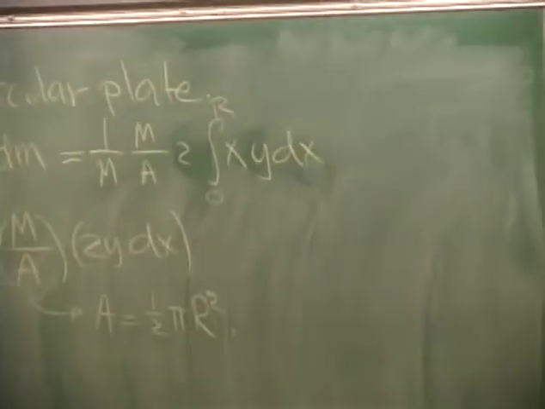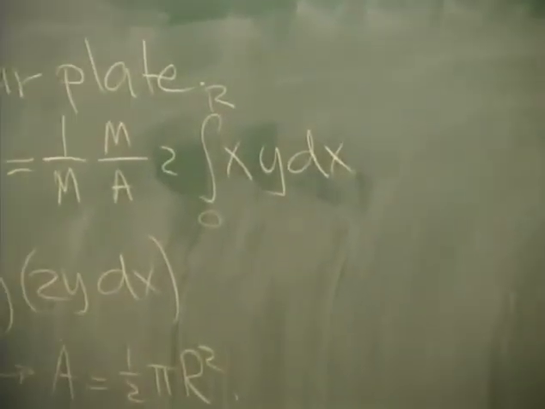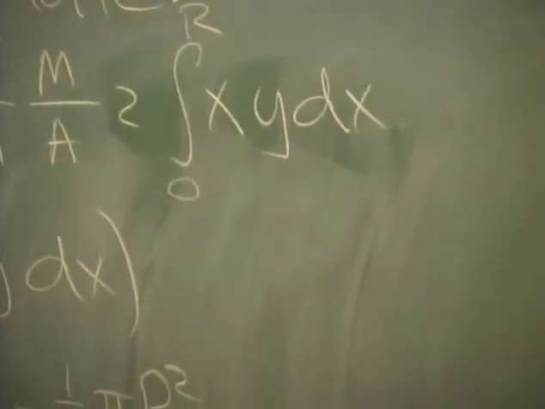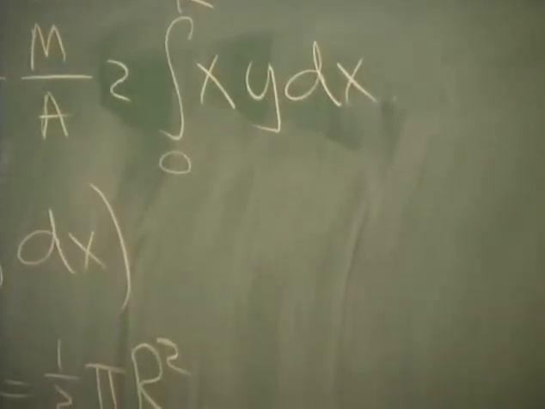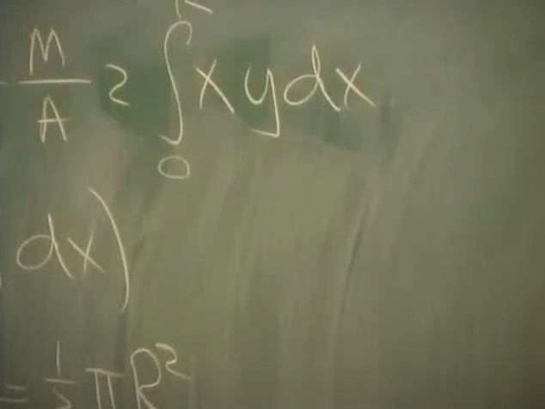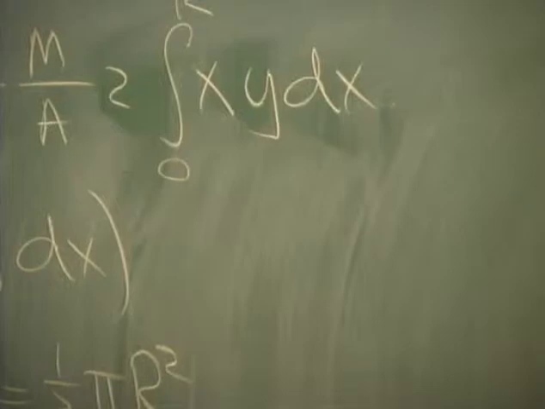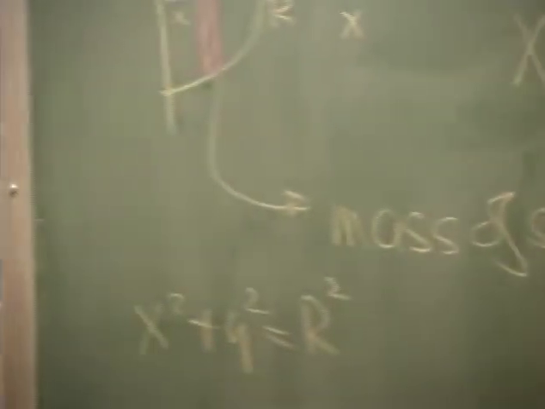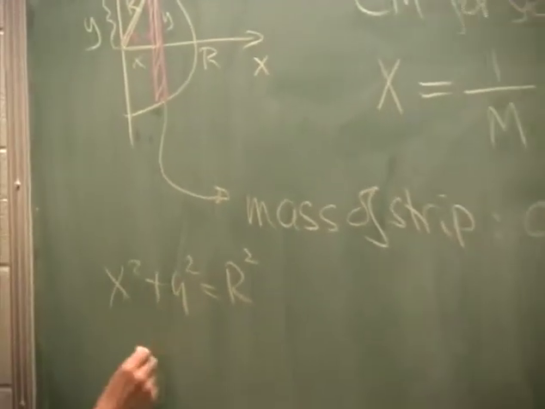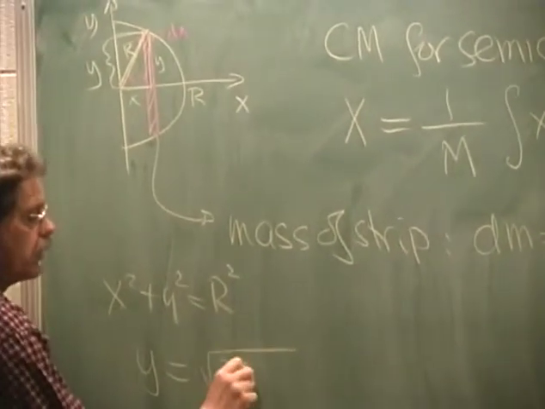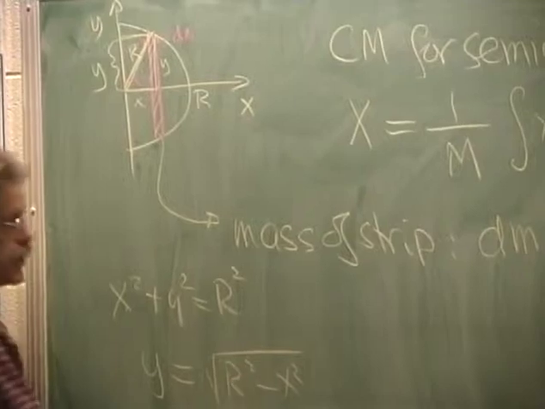This time, what is y? You can use essentially the same idea that I used for the sphere, only then it was r that we were talking about. This is capital R, this is x, and this is y, right? So x squared plus y squared equals R squared. That tells me then that y is equal to the square root of R squared minus x squared. Stuff that in here.